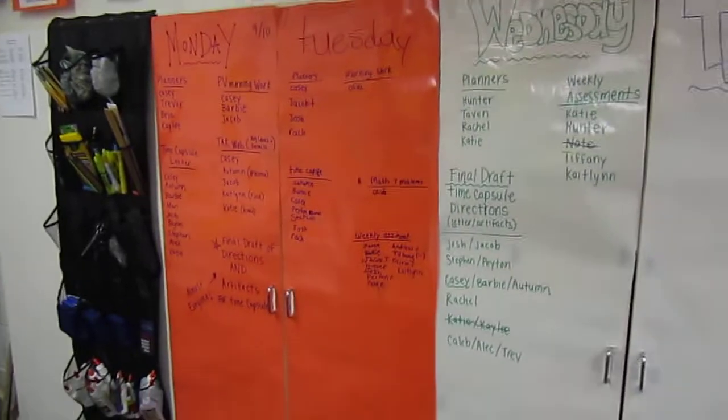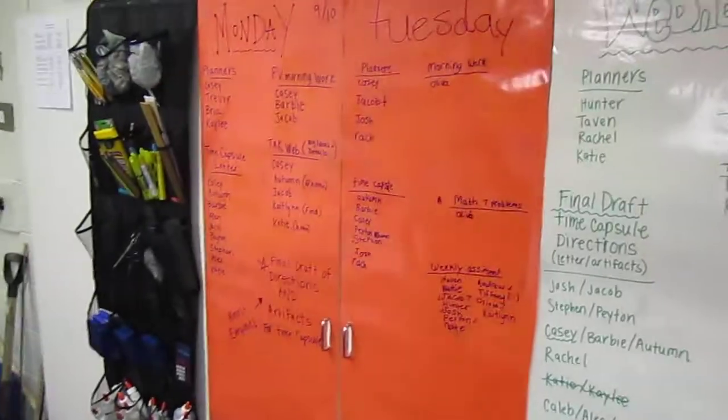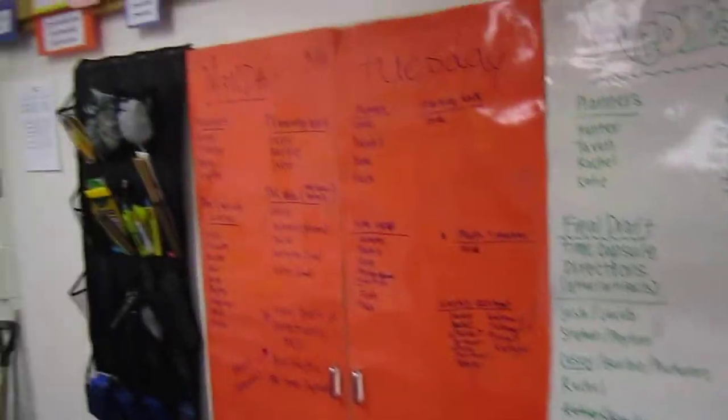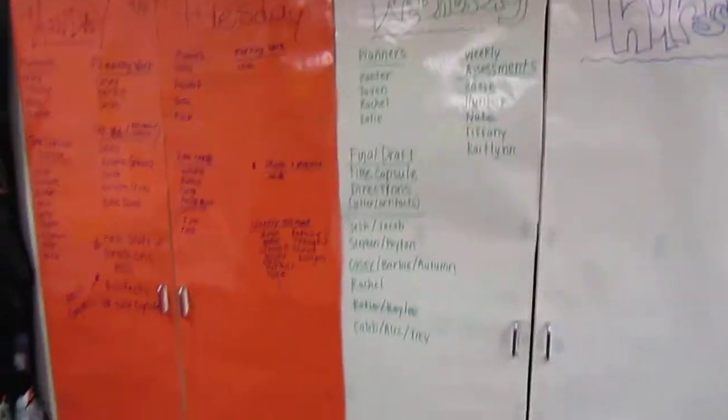On these doors is usually where I write their missing work every day when I check them in. Any missing or late assignments, their name goes up here and they know what they need to do. This is obviously where the kids sit. They're all in groups of 4.